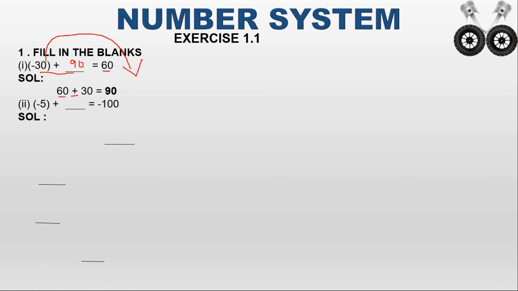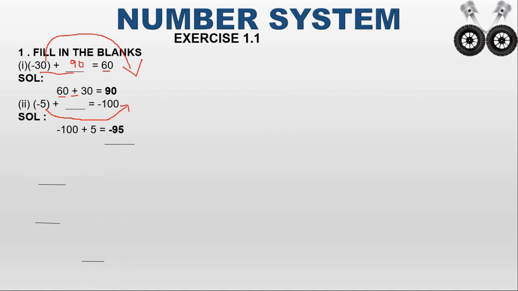Okay, what is the second question? Minus 5 plus dash equal to minus 100. What do we have to do? We have to bring the values from the left hand side to the right hand side. What is the value in the left hand side? It is minus 5. Whenever it comes to this side it becomes plus 5. So minus 100 plus 5 equal to.